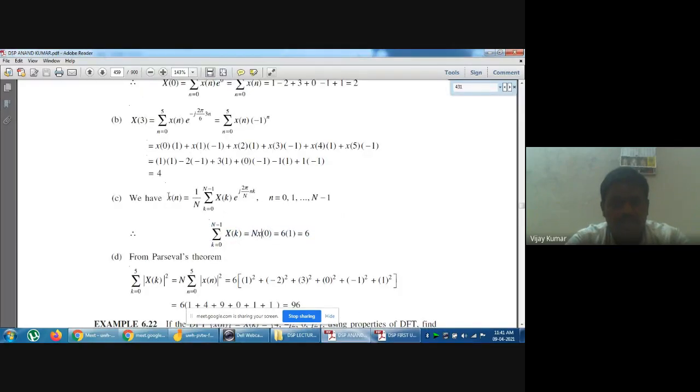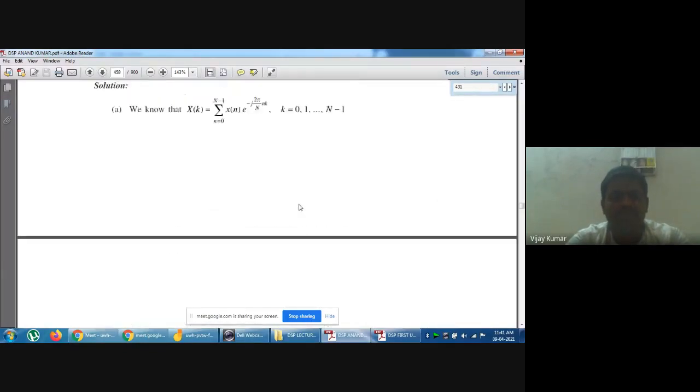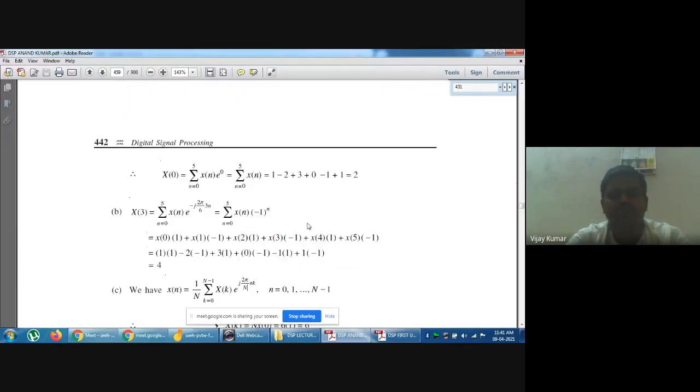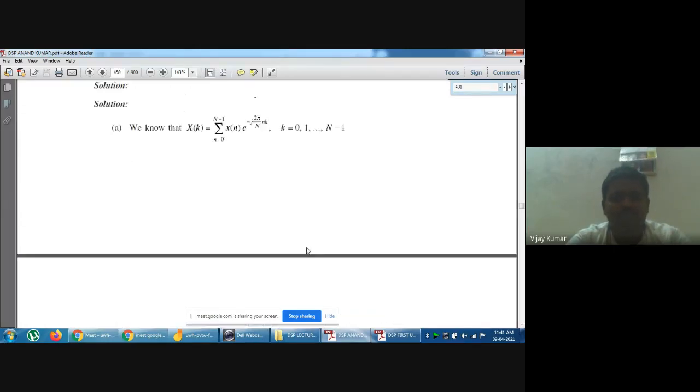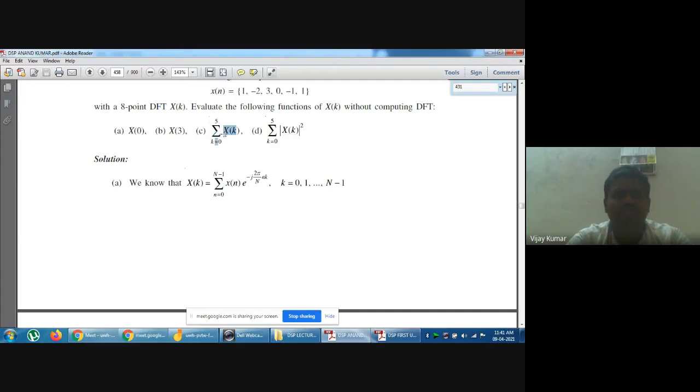See here, the IDFT formula: x of n is equal to 1 by n summation x of k e power j 2 pi n k by n. Now keep n equal to 0, and this term will be 1. The sum of all values of x of k will equal n into x of 0. Here n is 6 and x of 0 is given as 1. So 6 into 1, which is 6. So in this problem, there is no need to compute the DFT. Without computing the DFT, we are able to find the sum of all values of x of k.